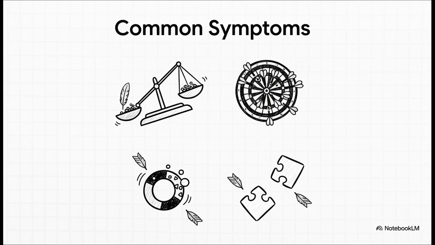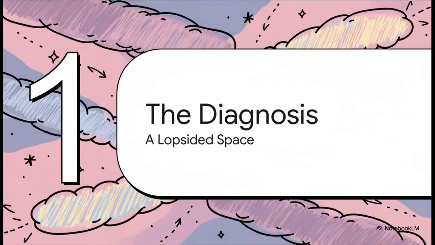And then there are those weird hub items that seem to be neighbors with everything. Yeah, that's not just bad luck. It's a sign of a much deeper structural problem. So what's the diagnosis for this? Well, you can think of it as a lopsided space.